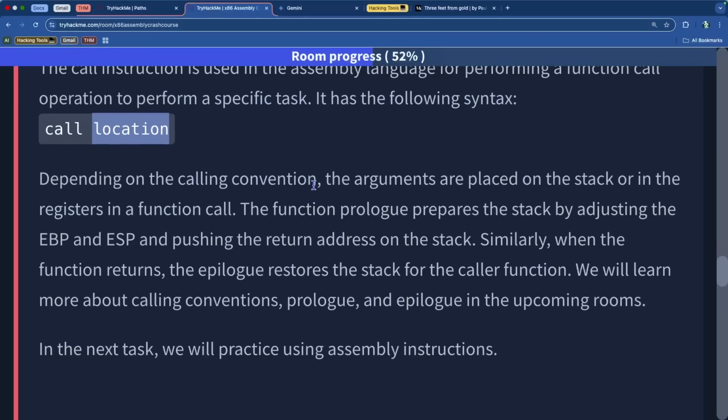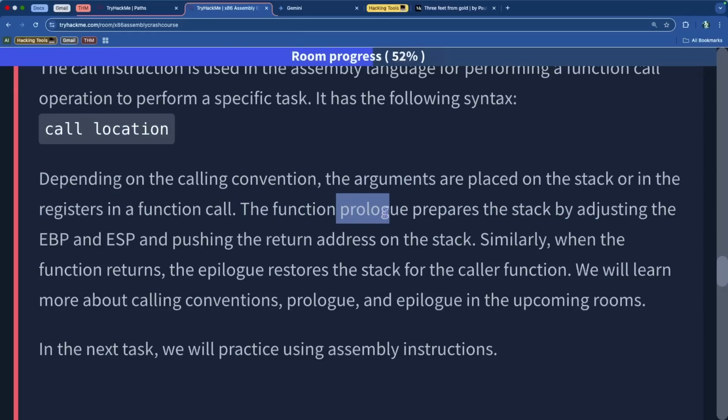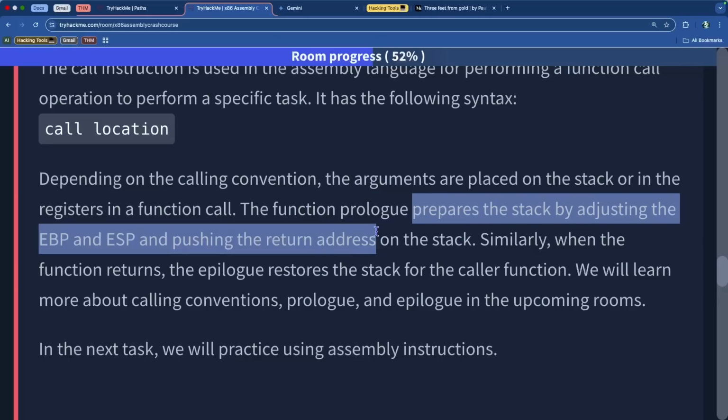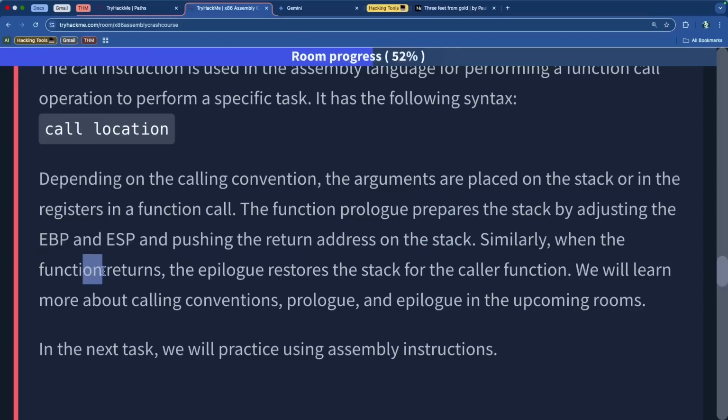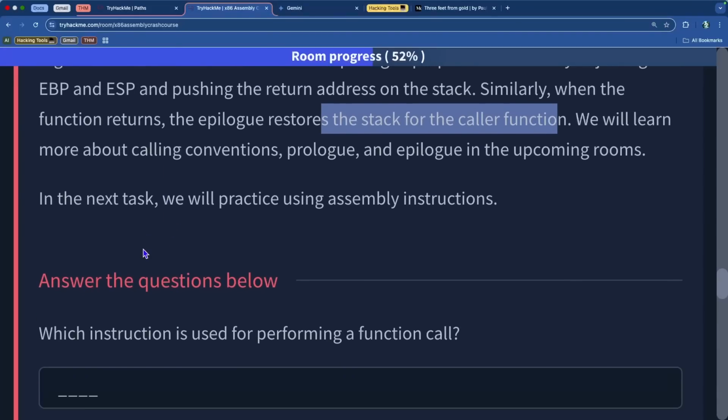So depending on the calling convention, the arguments are placed on the stack or in the registers in a function call. The function prologue, if you remember, we talked about this in this video. The function prologue prepares the stack by adjusting the EBP and ESP and pushing the return address on the stack. Similarly, when it returns, the epilogue, which is the way that the function will exit, restores the stack for the caller function, and we'll learn more about these things in upcoming videos.